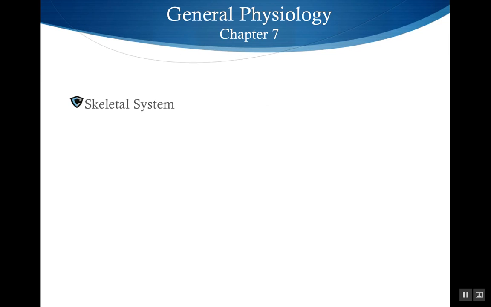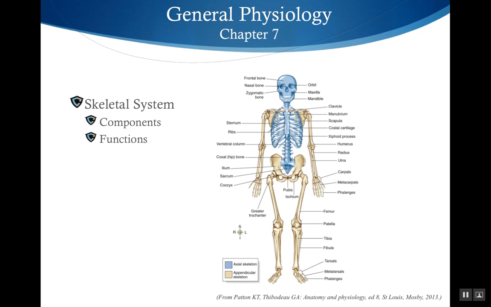All right, so first let's talk about the skeletal system. The skeletal system, components and functions, so we're going to discuss both of those. The skeletal system consists of bones, cartilage, and joints. There's 206 bones, and it's divided into the axial skeleton, you can see that here in this figure shown in blue, and the appendicular skeleton shown in cream.